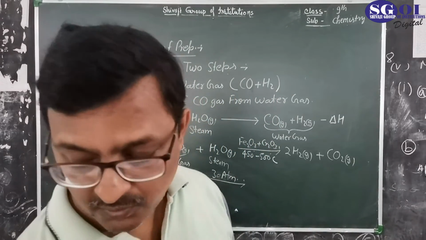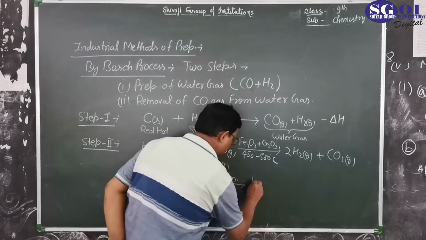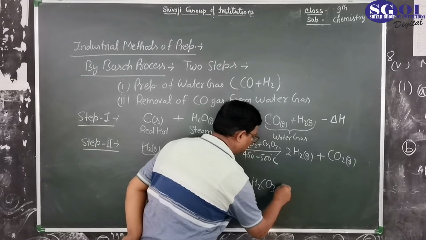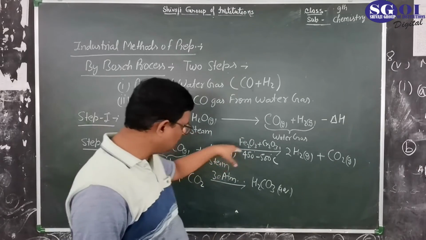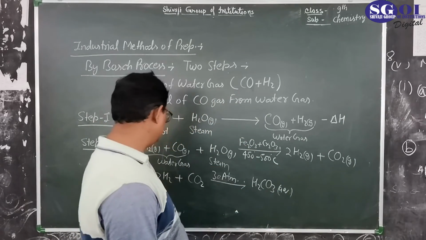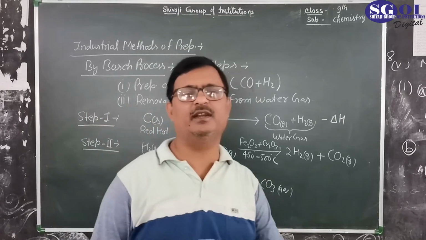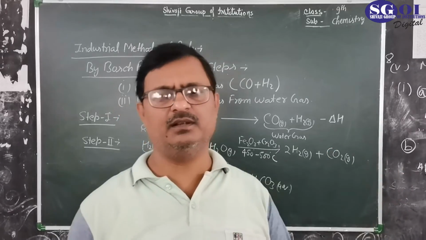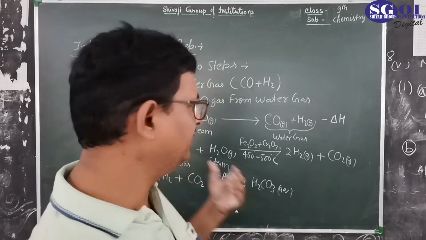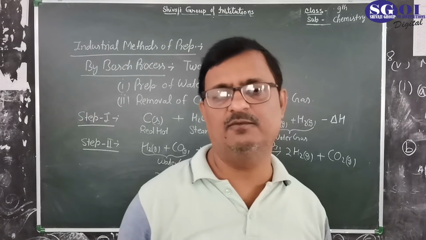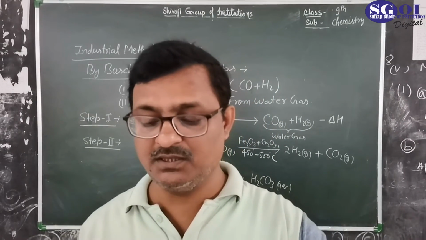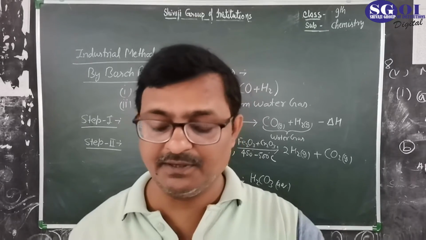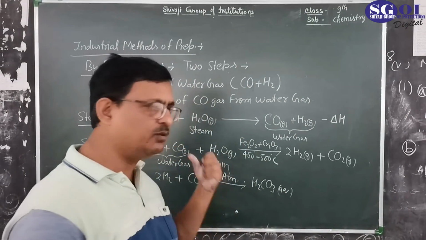H2CO3, carbonic acid, in aqueous form: CO2 gas dissolves in water to form carbonic acid, but hydrogen gas doesn't dissolve in water. So hydrogen gas is evolved in the form of bubbles, and the remaining carbon monoxide is also bubbled.